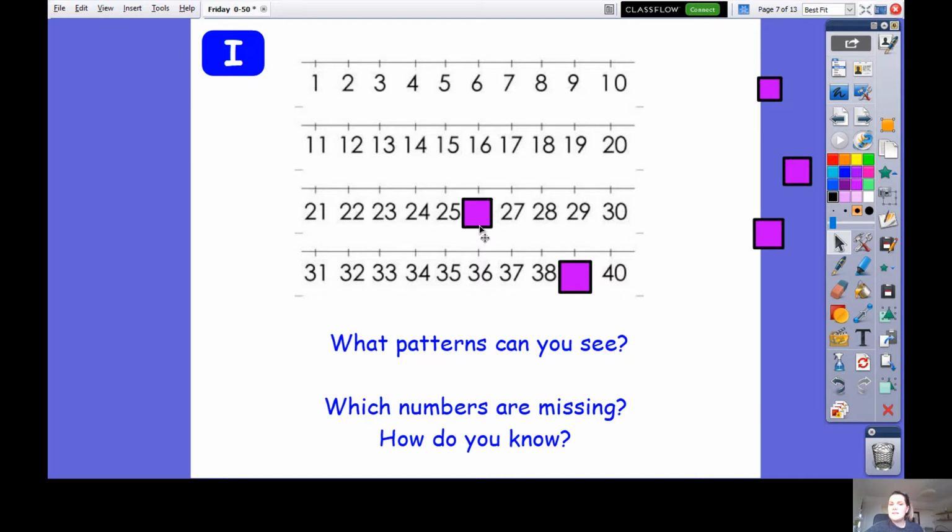Oh, you're saying 26. Should we have a look? You're absolutely right. Well done, guys. What about this last one? Okay, so it's in between the 38, thank you, and 40. Very good. So what do we think this one could be?